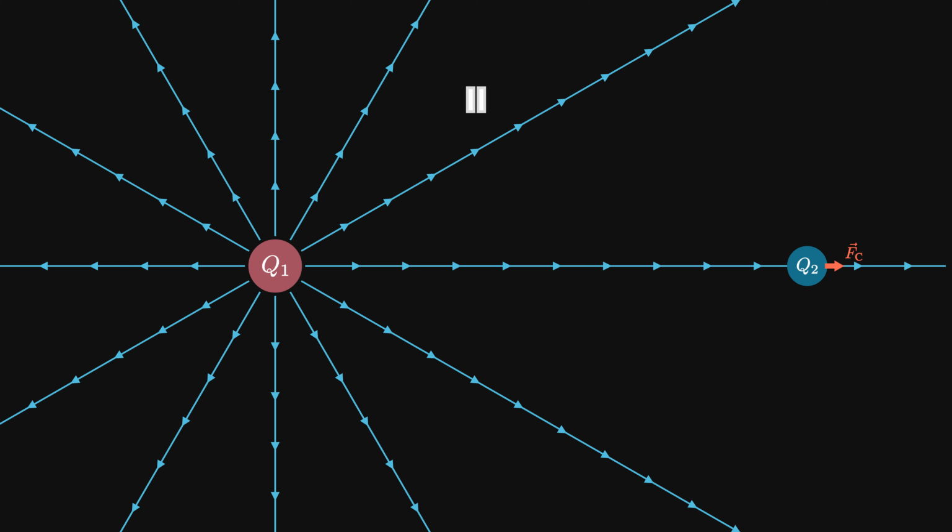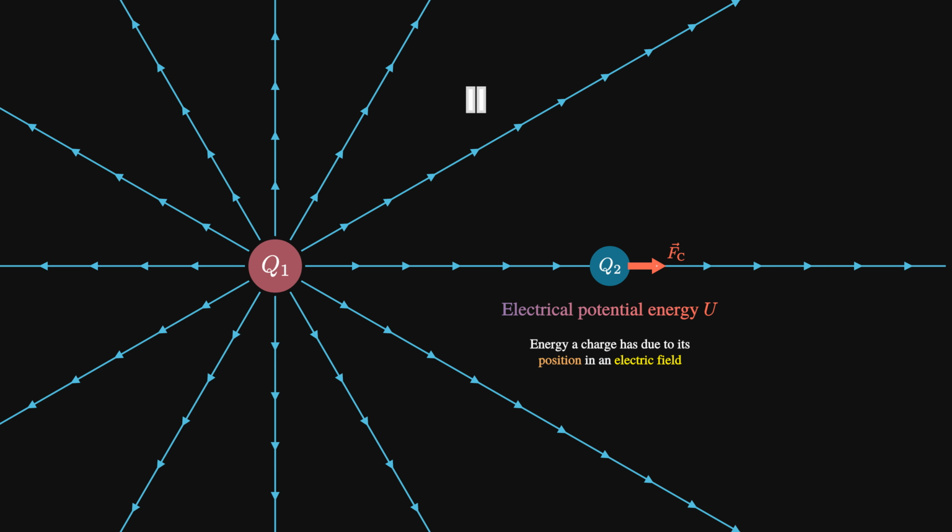Anyway, as our charge has now been accelerated, it is moving with a velocity v. Therefore, we know that it must have a kinetic energy. As energy cannot be created or destroyed, we also know that even before we let go of our charge, it must have had an energy of some sort. We say that our charge had a potential energy, specifically an electrical potential energy. We define the electrical potential energy as the energy a charge has due to its position in an electric field. It is denoted by the symbol U, and it has the units joules, like any other form of energy.